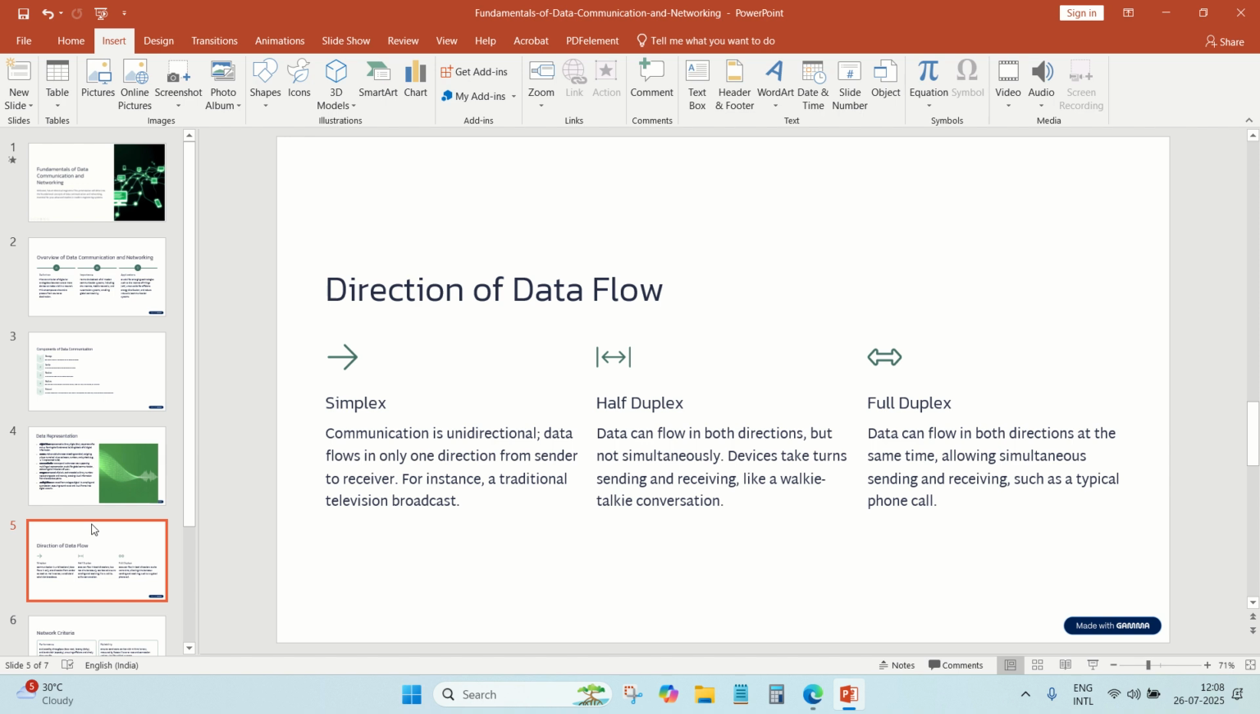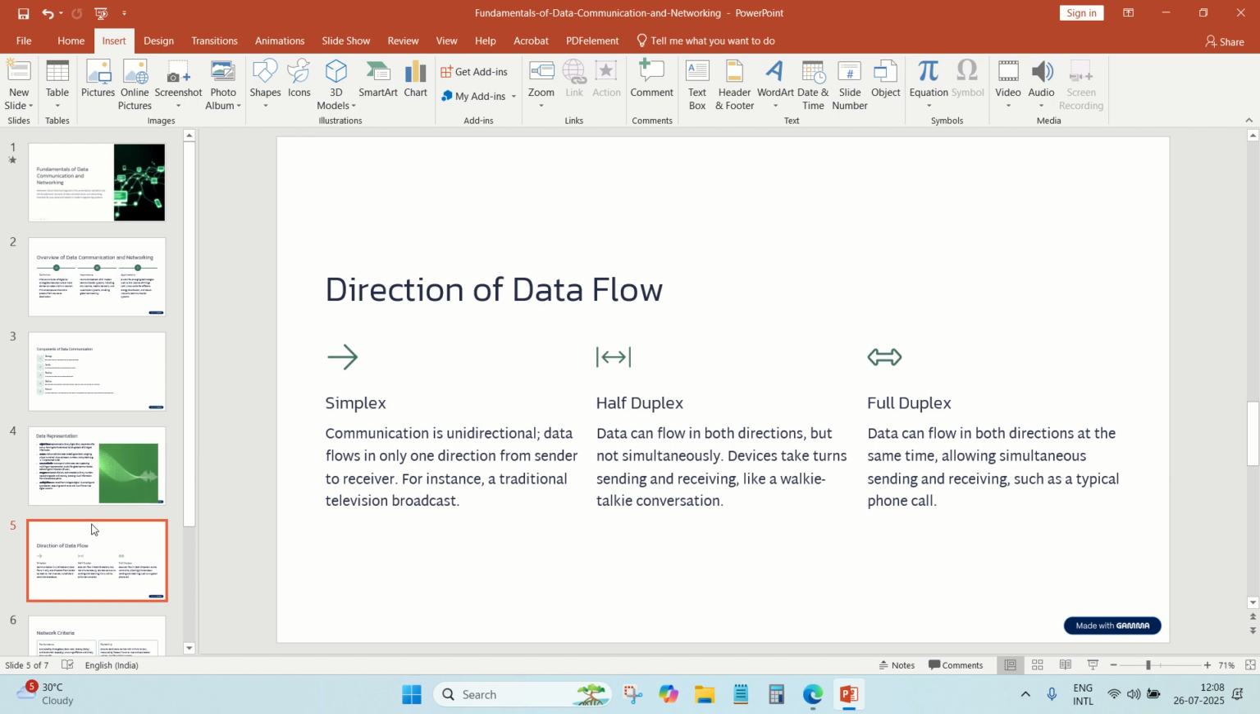In half duplex mode of data communication, each station can both transmit and receive, but not at the same time. When one device is sending, the other can only receive and vice versa. The data will flow in both directions but not simultaneously. In half duplex transmission, the entire capacity of a channel is taken over by whichever of the two devices is transmitting at that time. The example is walkie-talkie conversations.